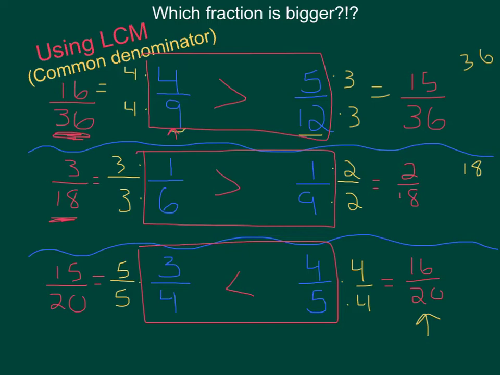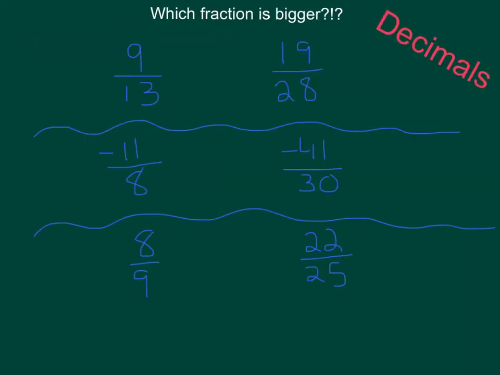For the last one, you should have gotten the common denominator of 20 by multiplying by 5 on one side, 4 on the other. And then you end up getting 16/20 versus 15/20, which means 3/4 is less than 4/5. Okay, let's move on. Here are 3 more sets of fractions that we're going to determine which one is larger, which one is smaller. And this time we'll be comparing their decimals.